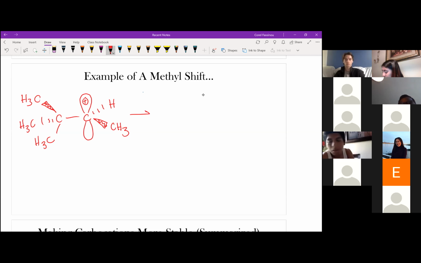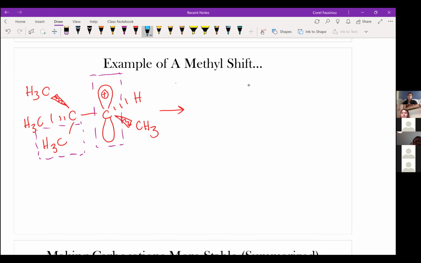The way that we're going to do this is we see that we have this on-the-plane p orbital right there, and also we have this parallel methyl group right there. Similar to what we did with the hydride shifts, we're going to draw a curved arrow from that bond into that p orbital on that carbon. And what that's going to do is change our structure and create this new isomer.